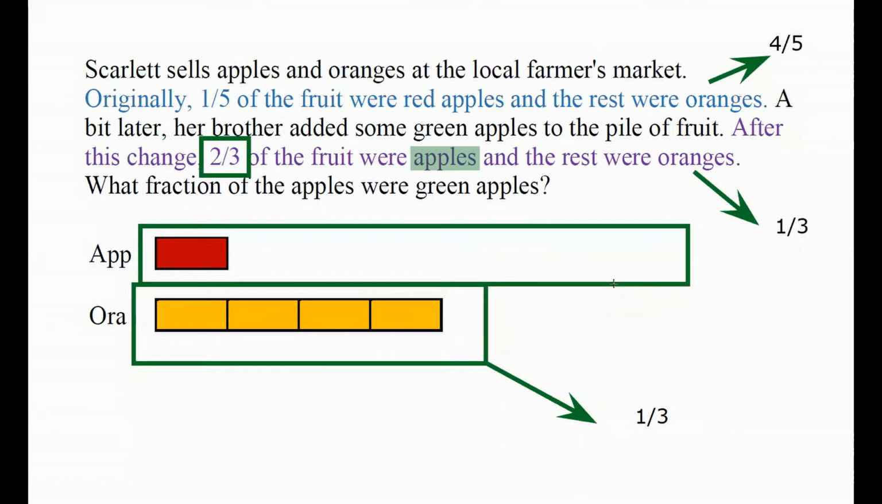Now, on top, I only have 1 rectangle. I don't have 8 rectangles. I do need 8 rectangles altogether. I only have 1 rectangle. So how many additional rectangles do I need on top? I need 7 additional rectangles, and they better be green because they represent the green apples.